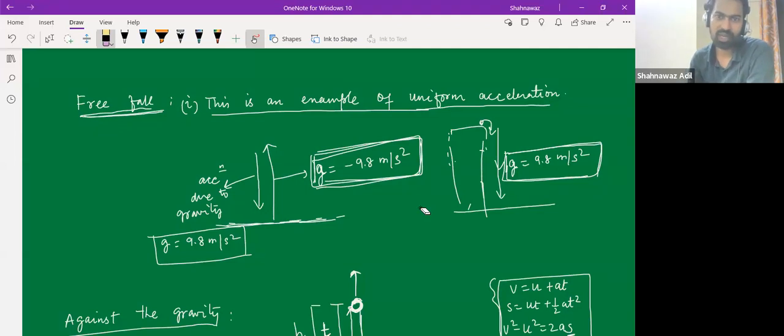Yes, so just remember this convention. This is important. Whenever we are going against gravity, this would be negative. Whenever we are in the direction of gravity, this would be positive, the gravitational acceleration.